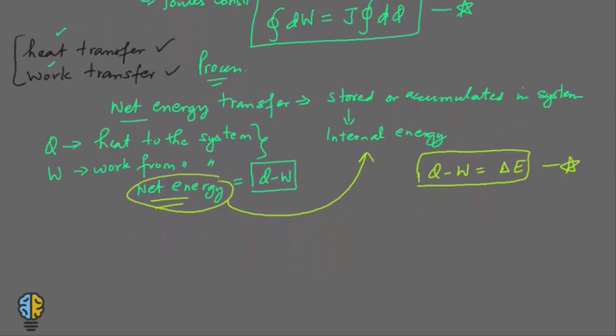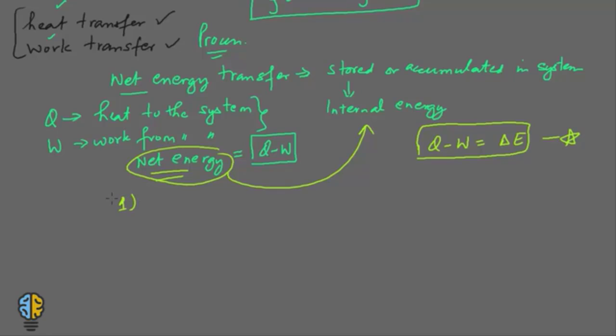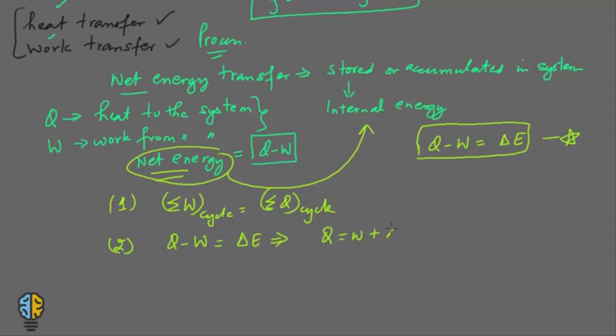So we have two equations. The first equation is for a system undergoing a cycle: the net work exchange in a cycle is equal to the net heat exchange in the same cycle. The second is that the net heat transfer is stored within the system, which can also be written as Q is equal to W plus delta E. This is the second equation of the first law of thermodynamics. Both of these equations tell us that energy is conserved, whether a system undergoes a cycle or a process.